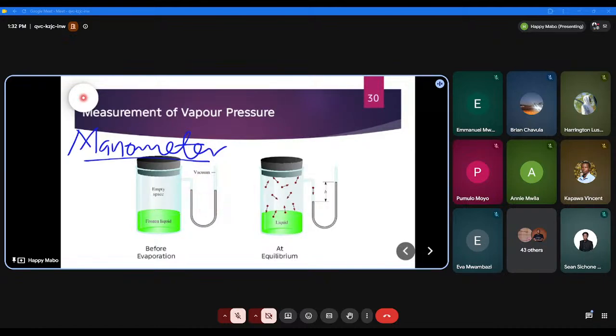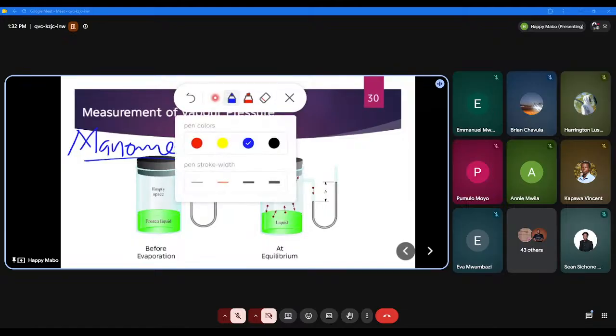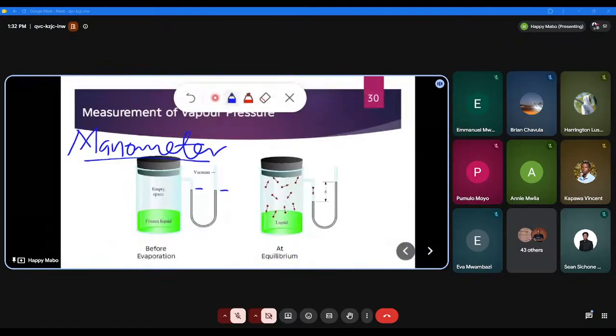So the way this works is this: when you allow the liquid to vaporize, before the liquid vaporizes, you're going to have an initial partial pressure of 0. So the difference between the index where the mercury was before the start of the experiment and where it is going to be is equivalent to the vapor pressure inside the vessel itself.